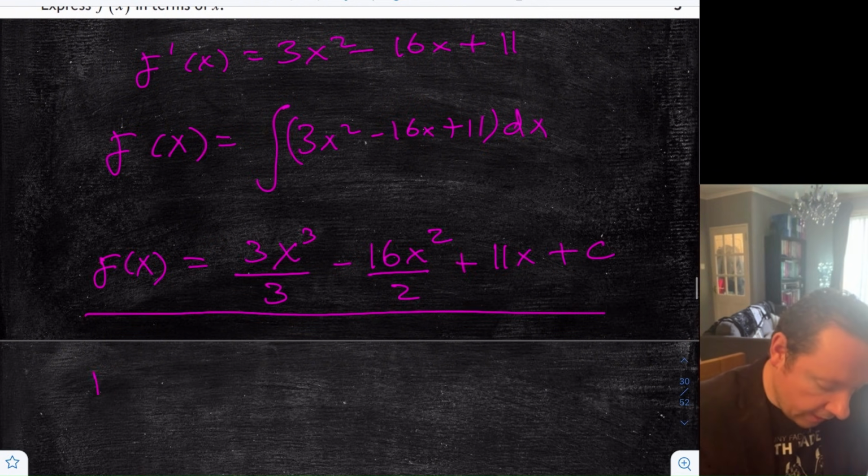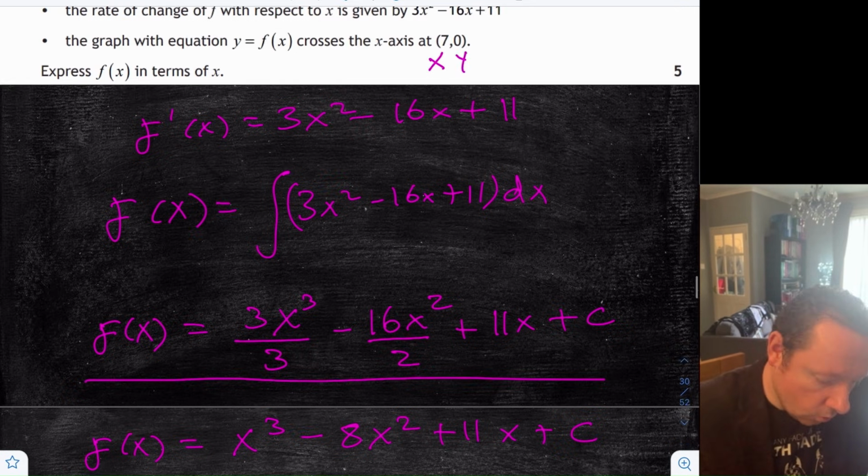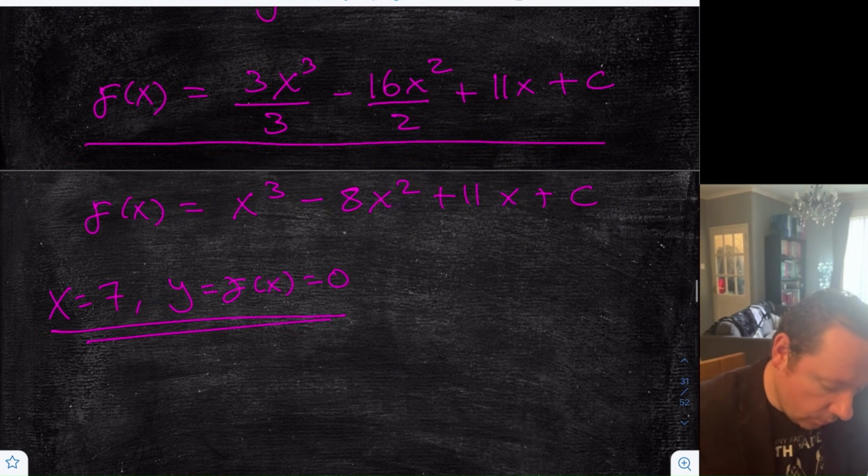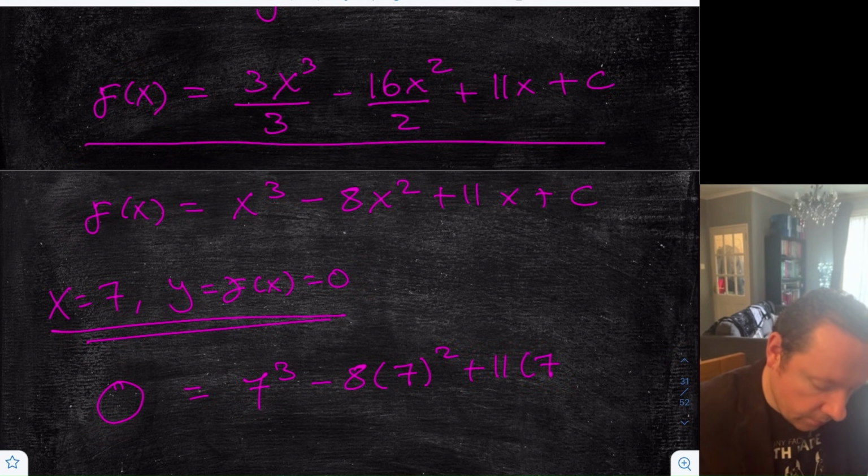So we've got f of x, tidying it up, equals x cubed minus 16 over 2, which is 8x squared, plus 11x plus c. So when x is 7, y is 0. When x equals 7, y, which equals f of x, equals 0. So subbing that in, we get 0 equals 7 cubed minus 8 times 7 squared plus 11 times 7 plus c.